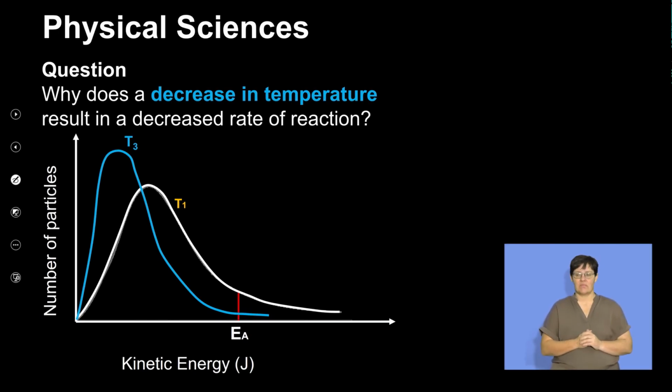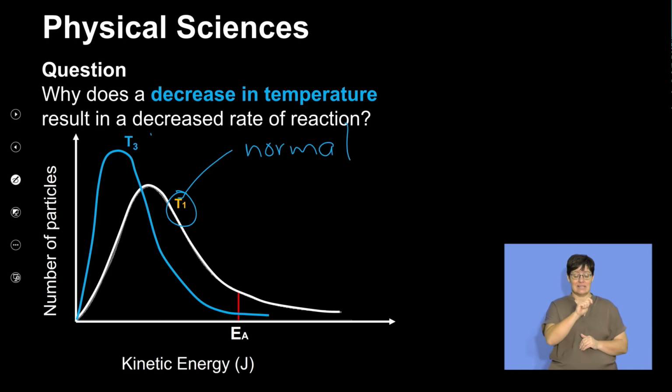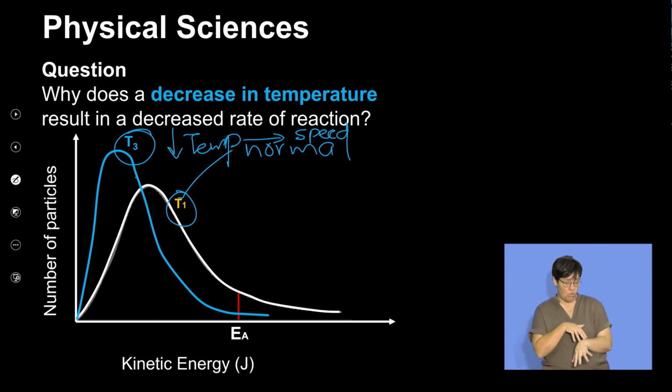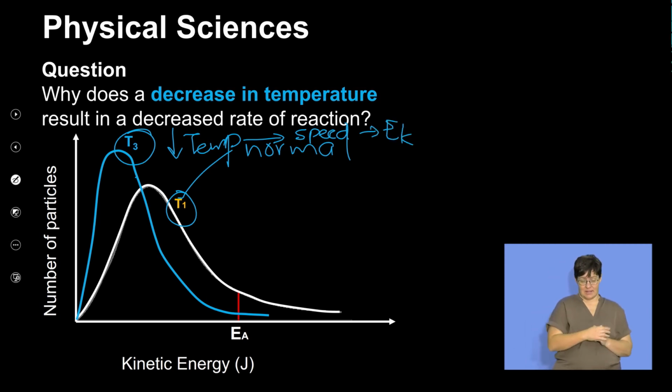When I look at the next question, a decrease in temperature results in a decreased reaction rate. Why does this happen? Firstly, we need to see that T1 is now showing our normal curve, and T3 is showing our curve at a lower temperature. Now we know temperature is linked to the speed, and that speed is linked to the kinetic energy. So if we look at our distribution, we now see that from the normal curve, I have a higher peak, and my peak is more to the left.